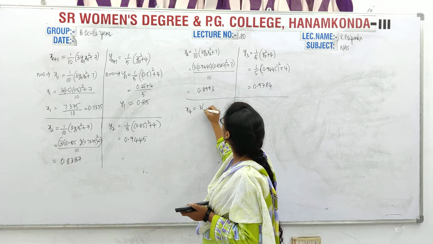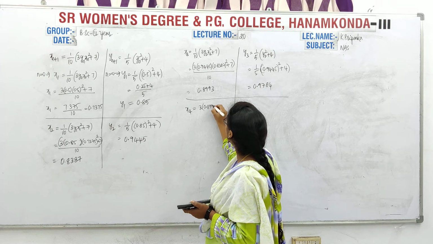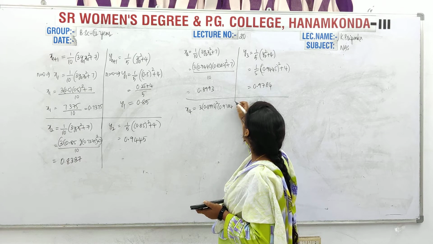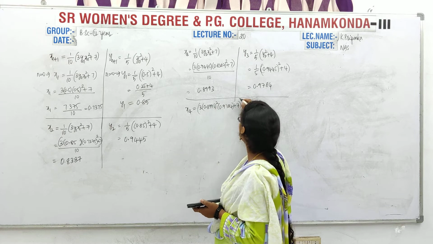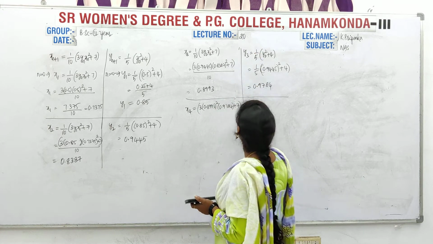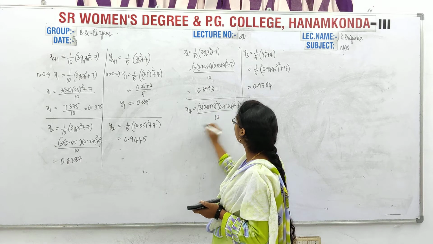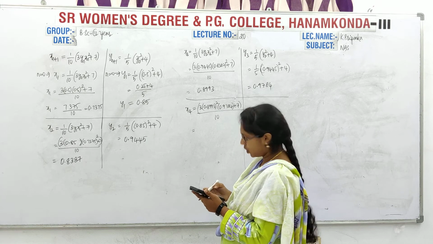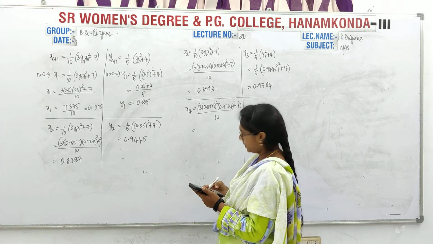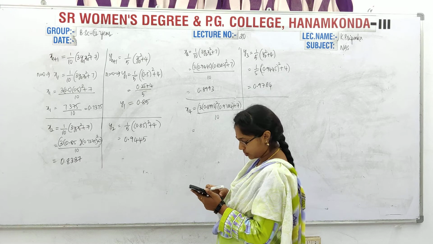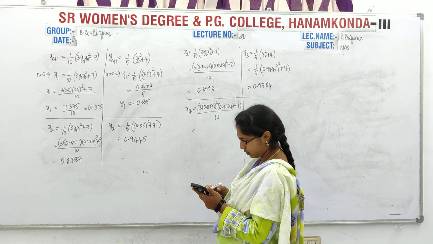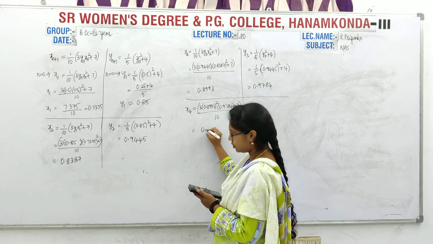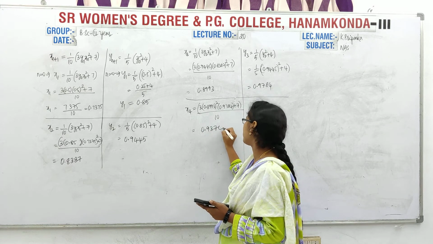x4, 3 into 0.8993 whole square into y, 0.9784 plus 7 by 10. Now calculate 0.8993 whole square into 3 into 0.9784 plus 7 divided by 10. Now I have 0.93738, so it is 74.